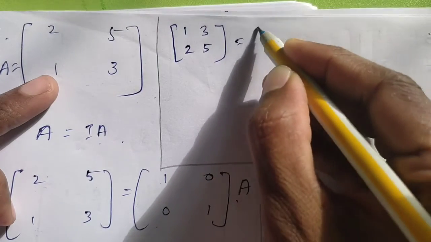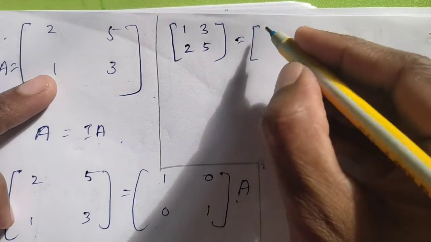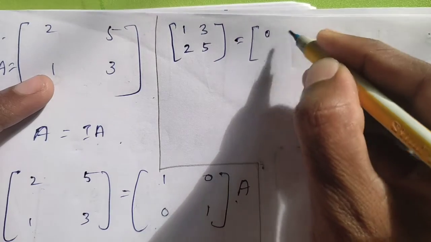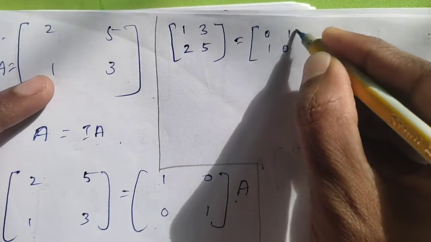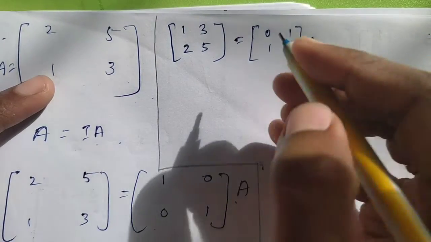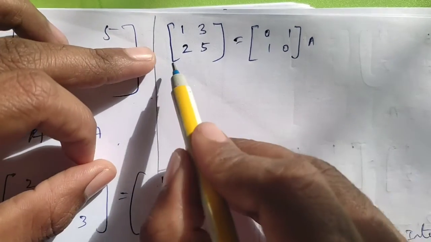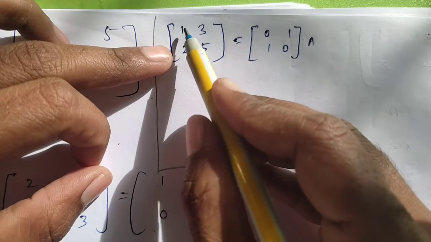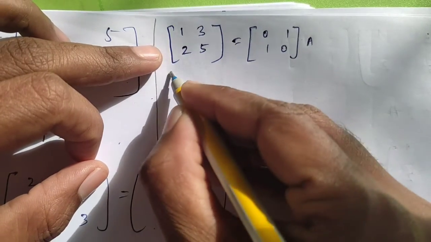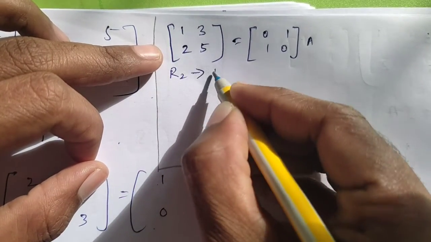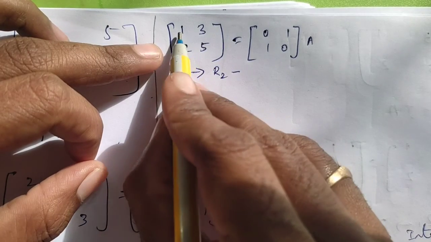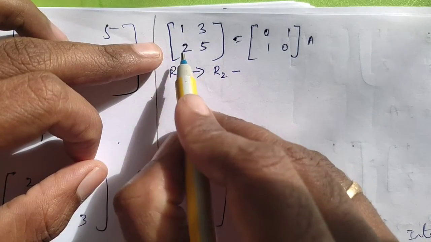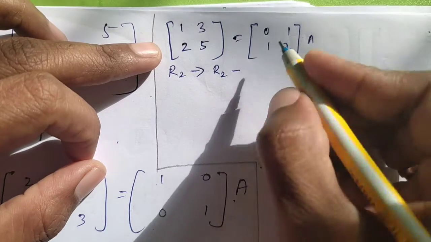Is equal to, also you should replace in the RHS side, 0 1 1 0 into A. So the next step is you should make this element 0 with the help of R1. So R2 tends to R2 minus, multiply this row 1 by 2 and subtract it. 2 minus 2 will give you 0.